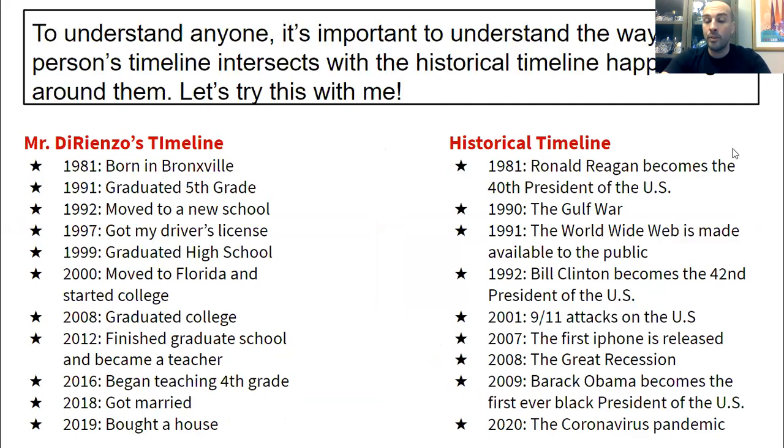So I thought it would be fun for us to try this out with me personally. So what I did was I laid out a rough timeline of my personal life, as well as the historical timeline that was happening throughout my life. So we can take a look here. So in 1981, I was born in Bronxville. At the same time in history, happening around me, Ronald Reagan was elected and became the 40th president of the United States. 1991, I graduated 5th grade.